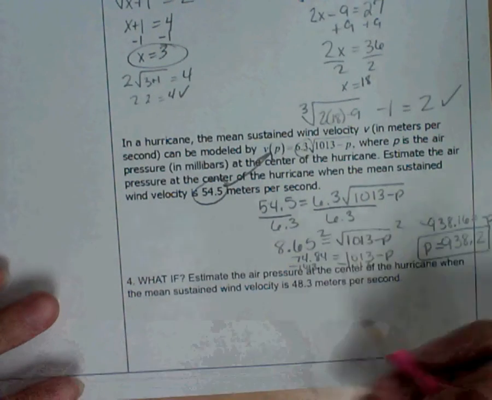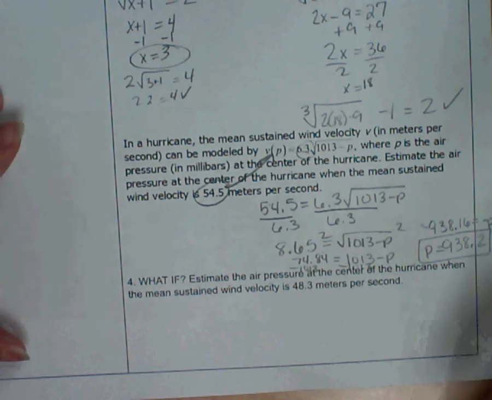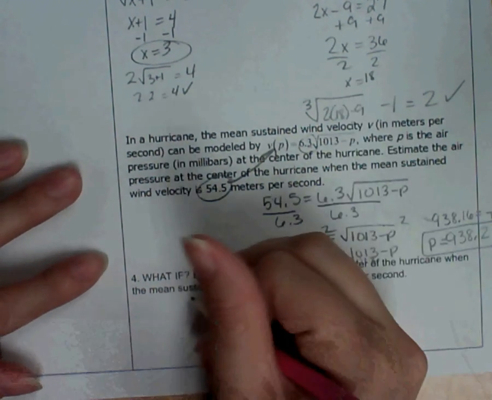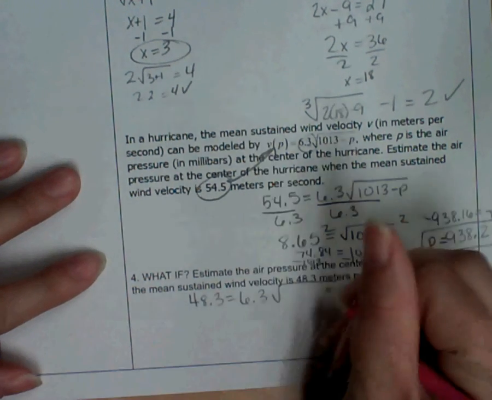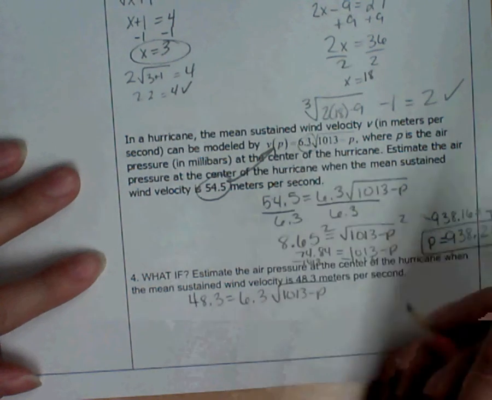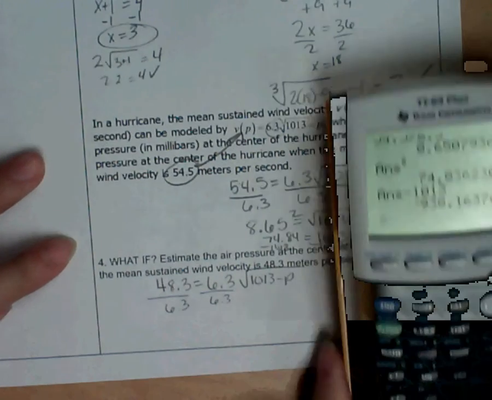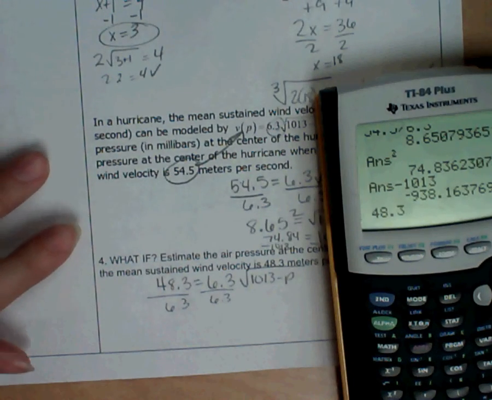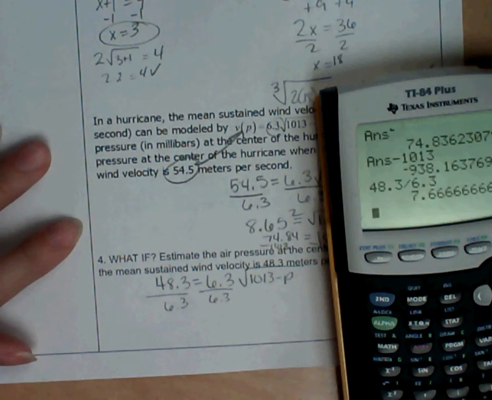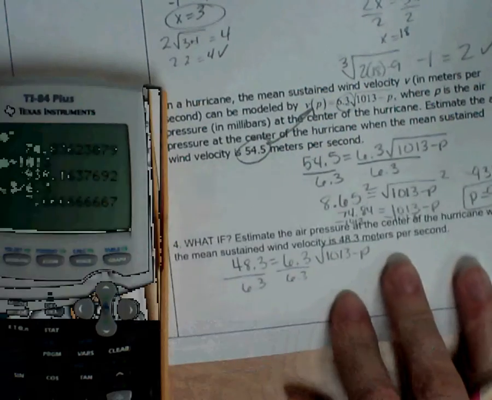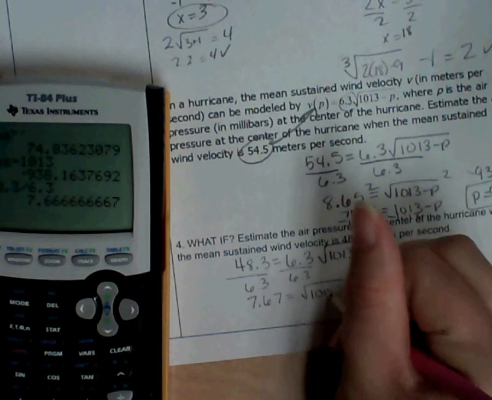What if? Estimate the air pressure at the center of the hurricane when the sustained wind velocity is 48.3 meters per second. So here we're doing the same problem but with 48.3 as our y value. So again, dividing by 6.3. So I've got 48.3 divided by 6.3. And that is 7.67 is equal to the square root of 1013 minus P.